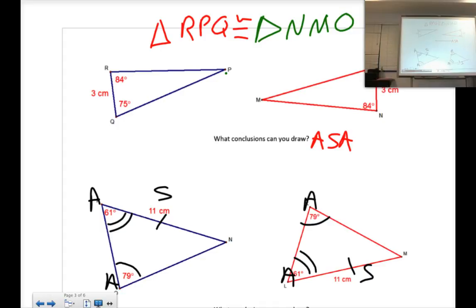What if you wrote side angle? No, that's not right. It's not technically wrong, but the theorem is angle, angle, side, so you always want to write AAS. Okay?